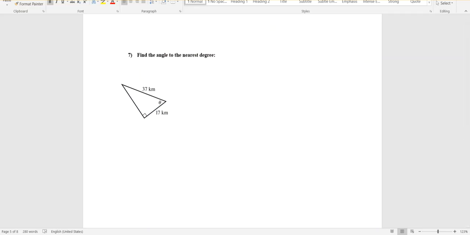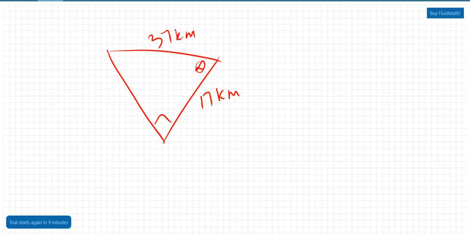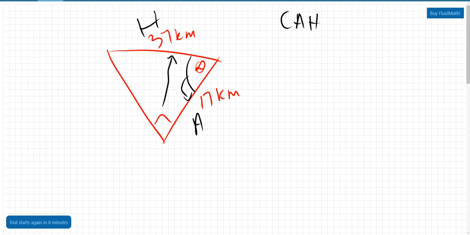For our next question, it asks us to find the angle to the nearest degree. So in this case, we definitely have to use trigonometry, and we are finding an angle, which means we will be using that inverse button, the one that has that -1. Okay, so once again, identify the sides that have information there. So we've got hypotenuse at 37, there's 37 kilometers there. And there's my angle. 17 is adjacent to the angle. So I know that the cosine has A and H.